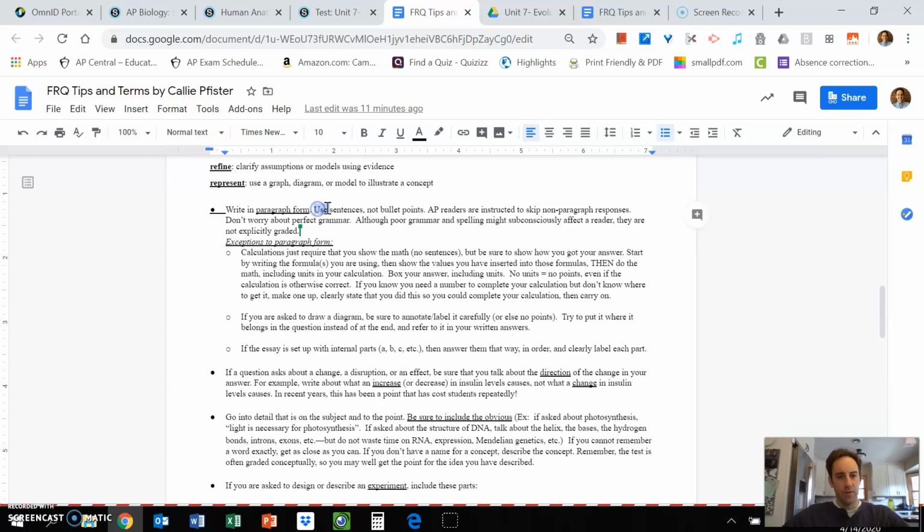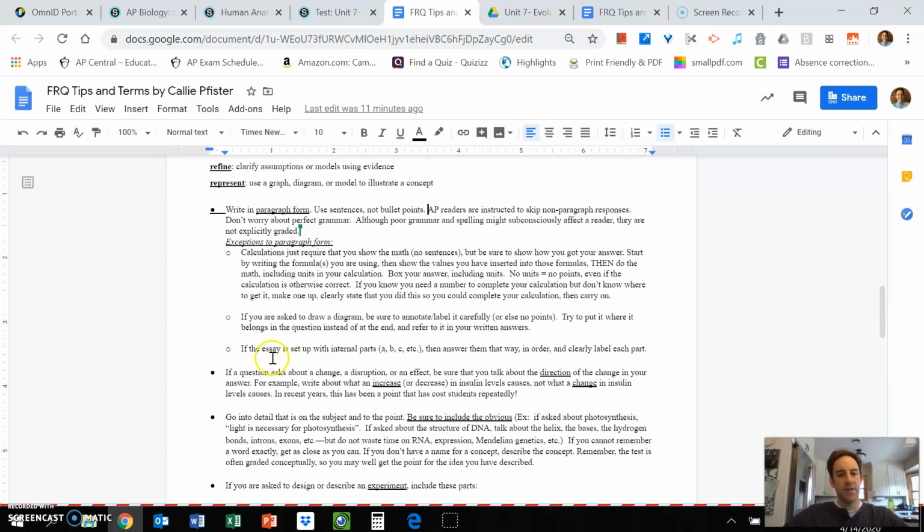So I'll show you specifically where I was not seeing complete sentences. It says here, AP readers are instructed to skip non-paragraph responses. So they're told, don't read bullet points. And this document, by the way, was put together by a group of readers. So use a complete sentence, even if it seems a little unnecessary. It's worth it: give it a subject and a verb and make it a sentence.